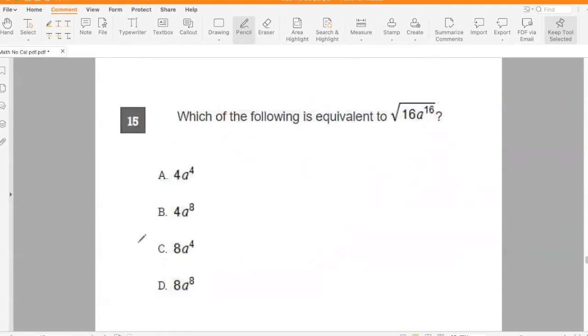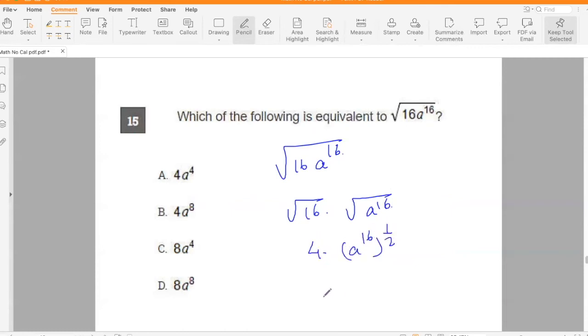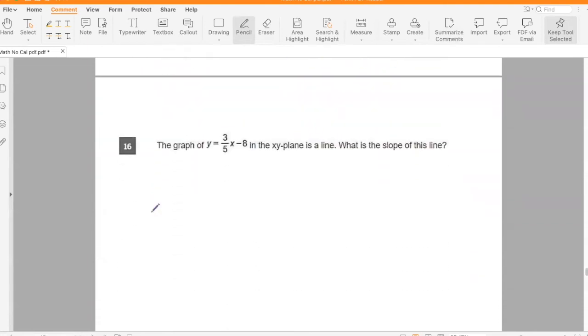Which of the following is equivalent to square root of 16a to the power 16? So this is square root of 16 into square root of a to the power 16. So 4 times a to the power 16 to the power 1 by 2. So 4 times a to the power 8. So that's B. The graph of y is equal to 3 by 5 x minus 8 in the xy plane is a line. What is the slope of this line? So this is given in the form y is equal to mx plus c. So the slope is 3 by 5.